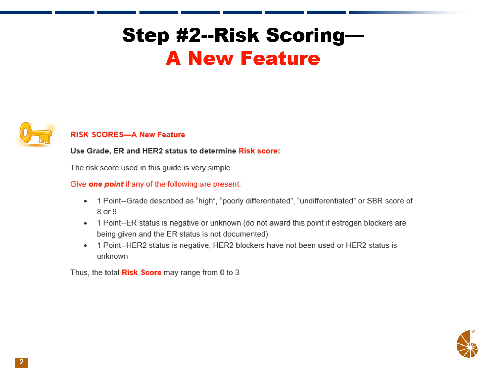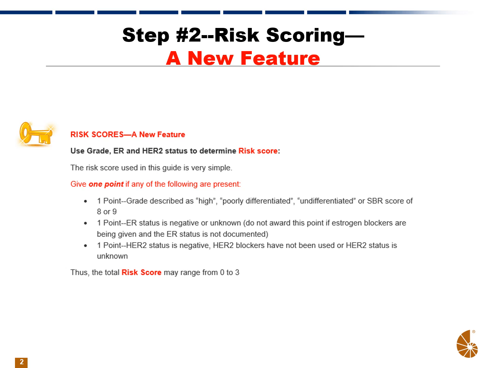You also get 1 point if the ER, or estrogen receptor, status is negative or unknown. So if the estrogen receptor status is reported as negative, or it's not reported and you don't know what it is, you also get a point for that. But you do not award this point if estrogen blockers are being given and the estrogen status is not documented, since you would only use estrogen blockers like tamoxifen if the ER status was positive.